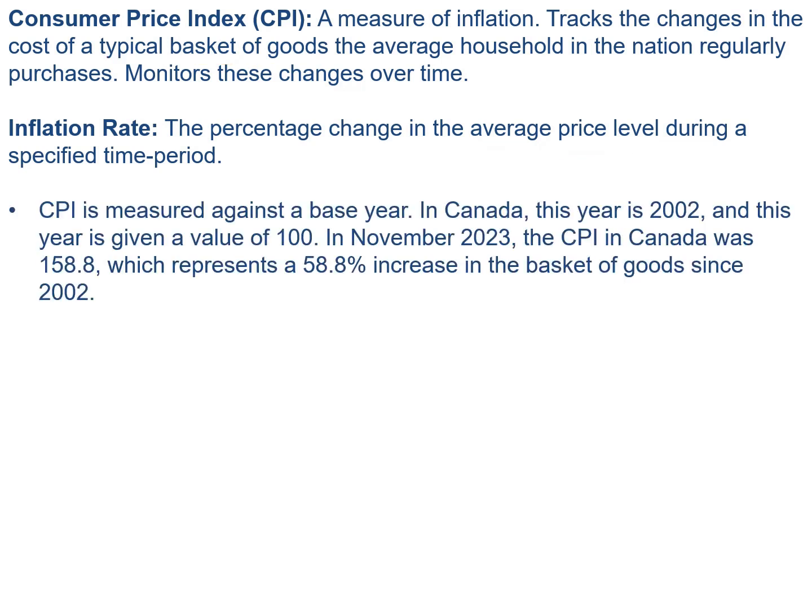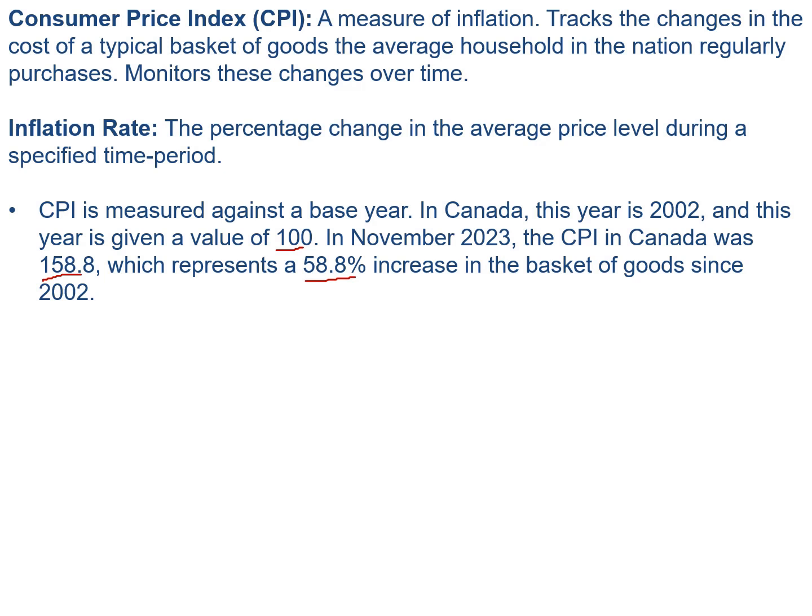One more quick note before we move on to the calculation. CPI is measured against a base year. In Canada, this year is 2002, and this year is given a value of 100 in the CPI index. So 2002 is 100. In November 2023, the CPI in Canada was 158.8, which represents a 58.8% increase in the basket of goods since 2002.